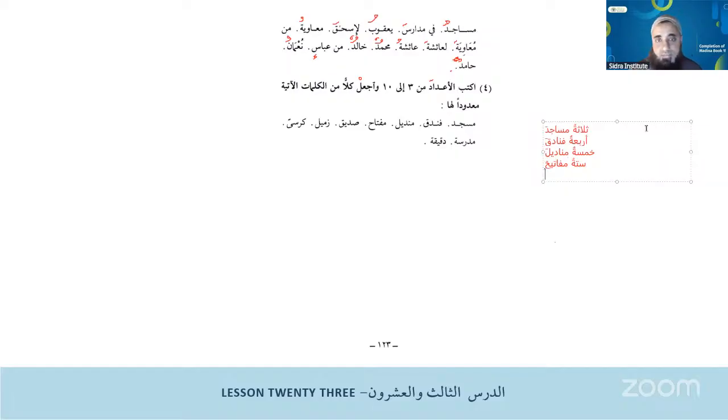We want to say 7 friends. So sab'atu asdiqa'a. Why are we saying asdiqa'a? Because it is ghair munsarif. What's the cause of asdiqa' being ghair munsarif?